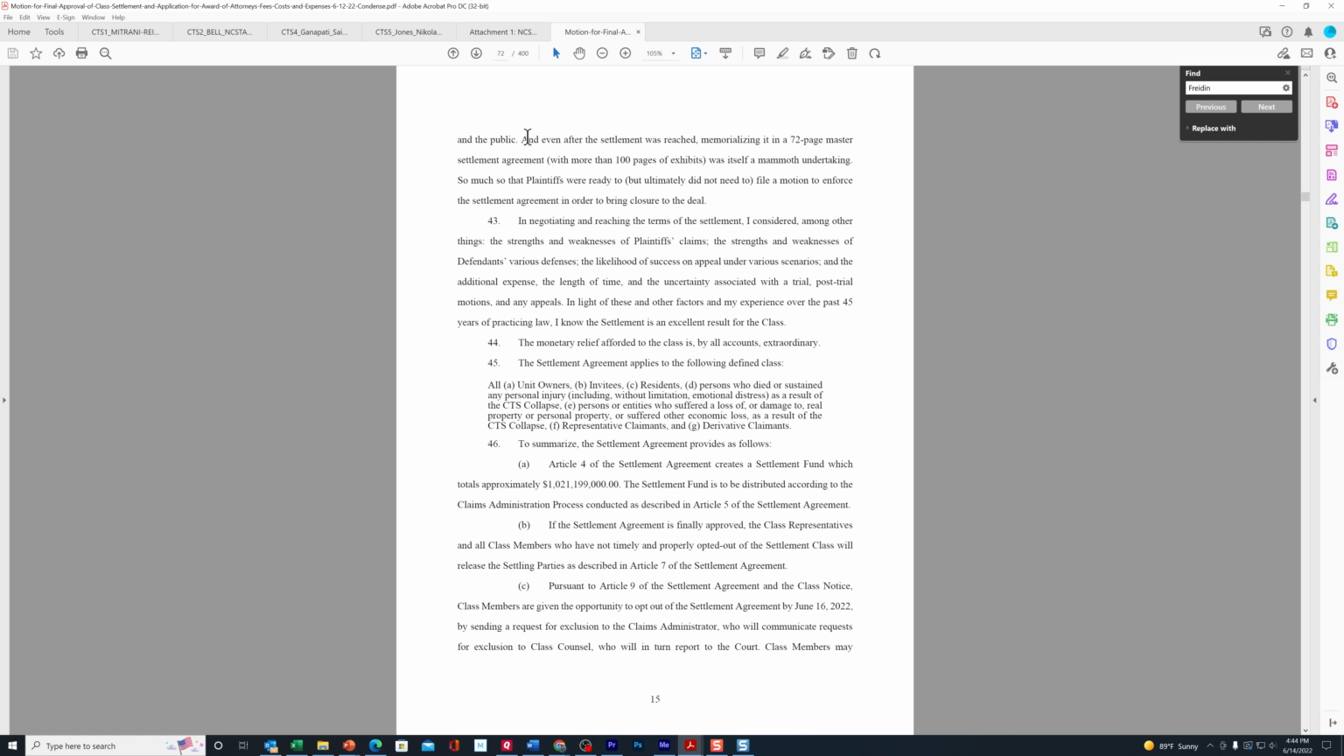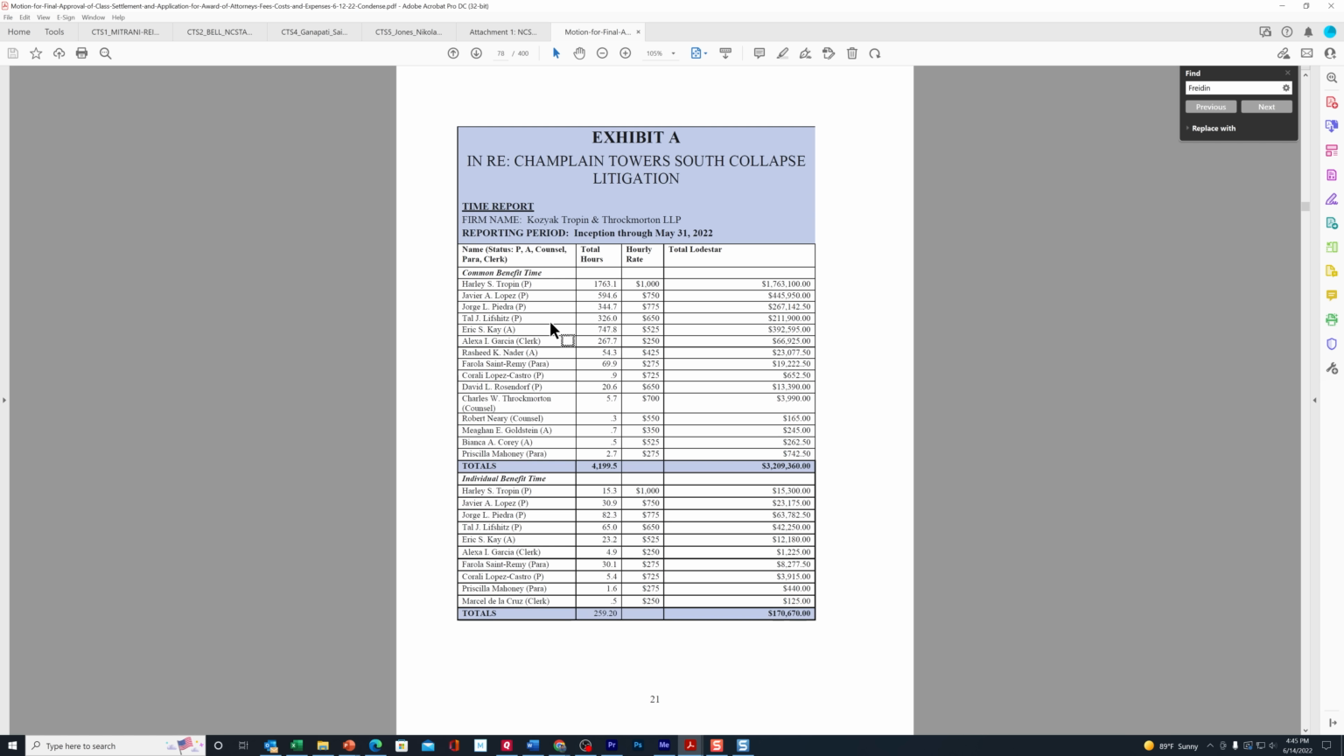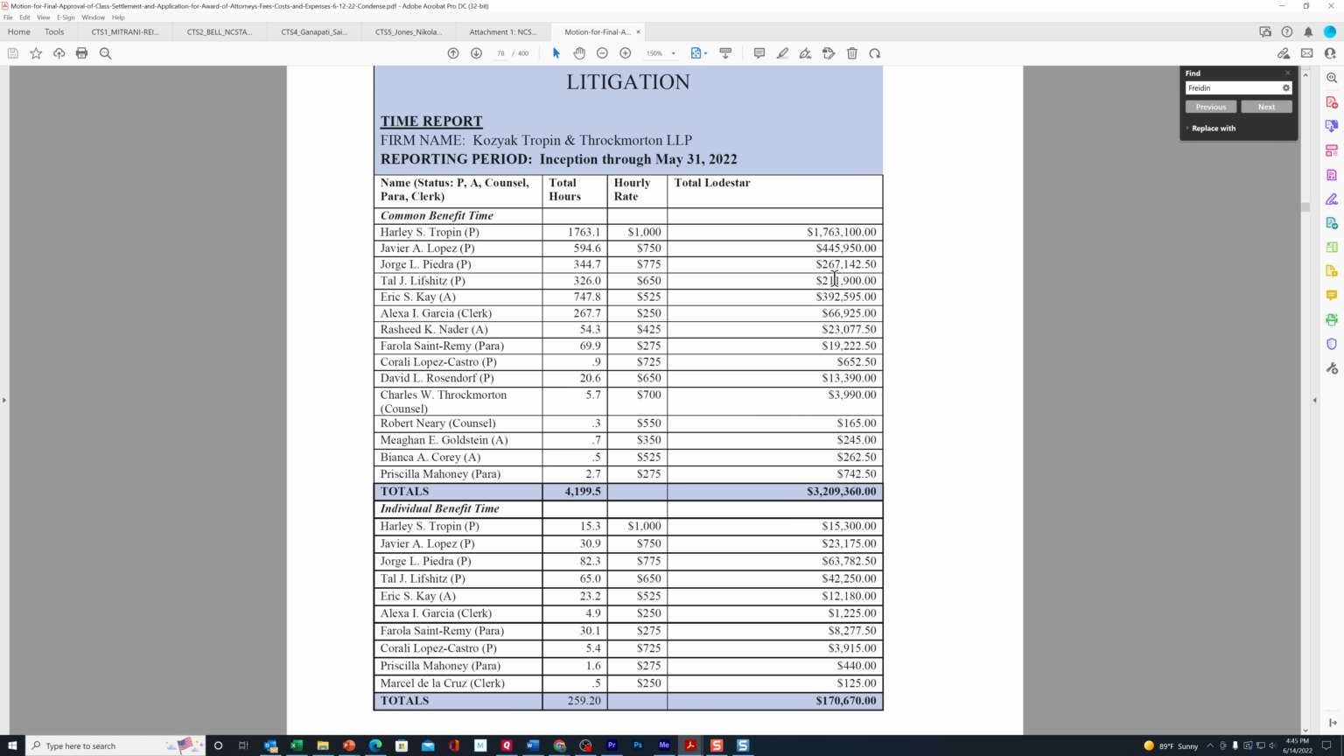Yeah, and then right here, he's talking on the next page here about, remember how I mentioned they had that 200-page document there? And here you go. It says, memorializing it in a 72-page master settlement agreement with more than 100 pages of exhibits was itself a mammoth undertaking. So much so that plaintiffs were ready to, but ultimately did not need to file a motion to enforce the settlement. So what happened here is, now this is their Exhibit A, and this is the time report. Here's the total hours spent on it by all of the different attorneys and what their lodestar ends up being.